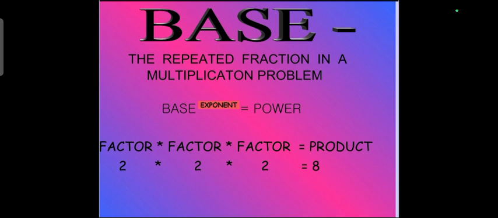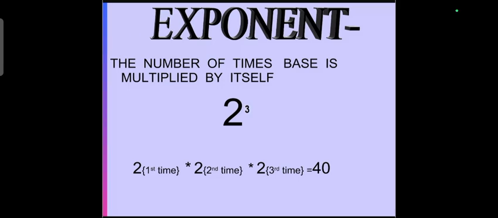Base to the power exponent is equal to the power. For example, if we multiply 2 into 2 into 2, 3 times, we get 8. So in short, we can write it as 2 raised to the power 3. That is, 2 is multiplied 3 times, 2 into 2 into 2, and we get 8.